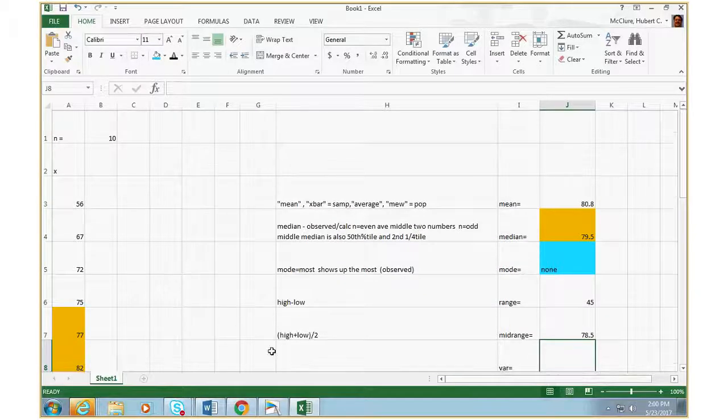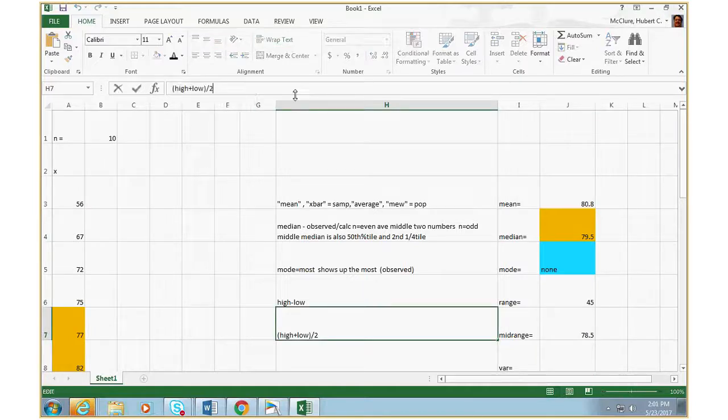Now, the range, or the mid-range. Y'all remember in algebra when you talked about the midpoint of a line? Same thing. Okay? The mid-range is equal to the calculated middle, like on a number line.